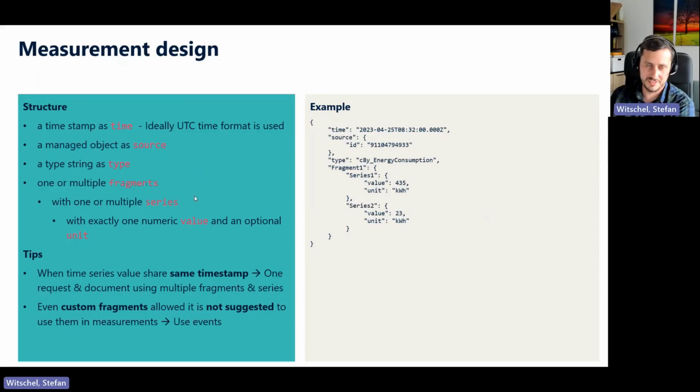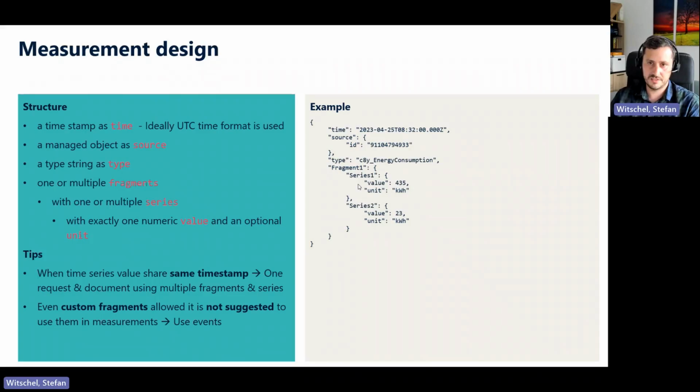Let's talk about the measurement design. First, we talked about the inventory. Now we talk about the measurements. For measurements, the structure is very given, which is special for Cumulocity, because here we have defined that a measurement should always have a time, a source, which is a device or a managed object, a type, one or multiple fragments, then one or multiple series, and in fact exactly one numeric value, and an optional unit.